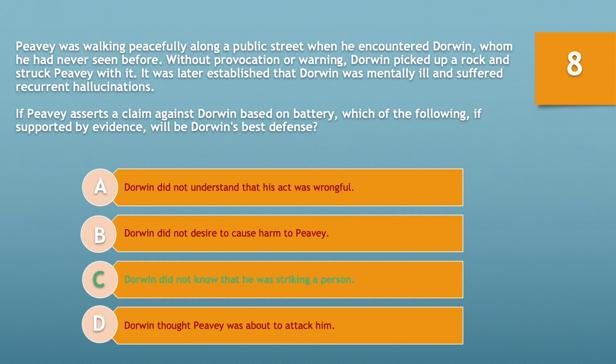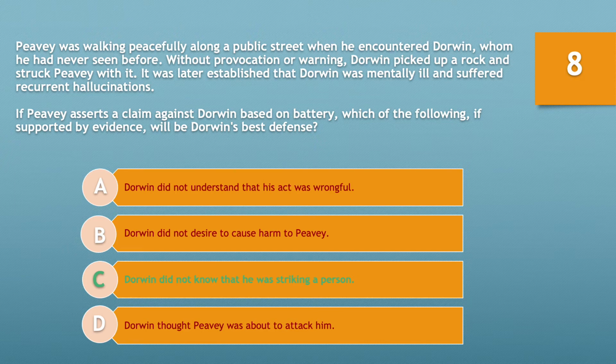If you chose option C, you'd be correct. Darwin did not know that he was striking a person. Battery is the intentional infliction of a harmful or offensive contact with a victim's person. In this case, Darwin picked up a rock and struck Peavy with it. This is clearly an intentional infliction of a harmful or offensive contact, but the question is asking us to identify Darwin's best defense. A would not help Darwin because there's no requirement that he understand that his act was wrongful to be found liable for an intentional tort.